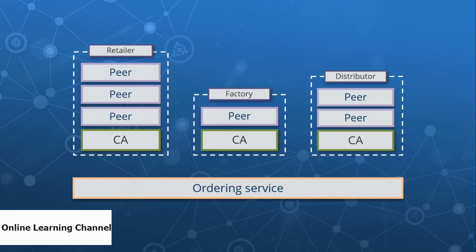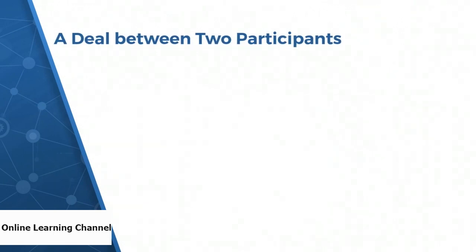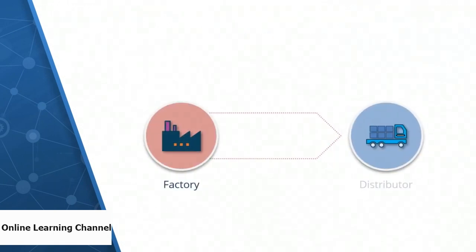So, out of these 3 organizations which maintain the network, consider that there is a deal between the 2 participants: the factory which manufactures the product and the distributor who buys the product from the factory. Both of these parties will negotiate a rate for the product, and then following that, the factory will sell the goods over to the distributor, and that transaction will be recorded on the blockchain.